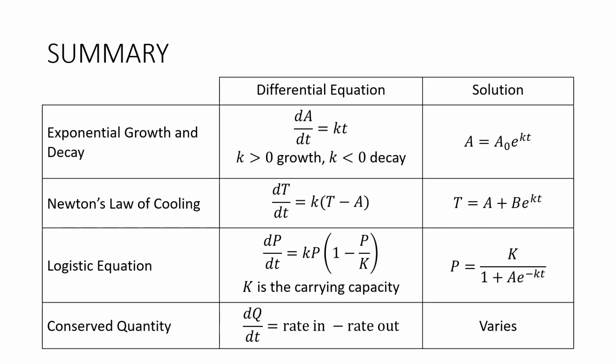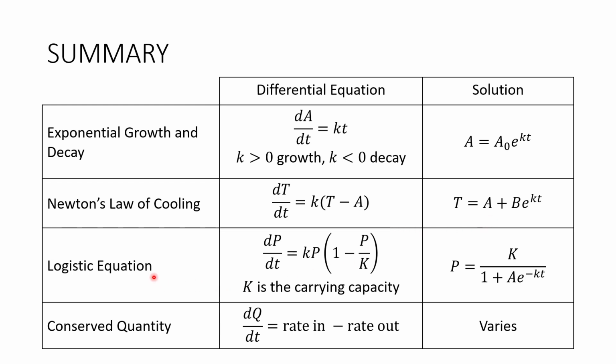Okay, just before we finish, let's summarize the different applications we've looked at in this video. The first one, exponential growth and decay. Here's the differential equation, here's the solution, and remember if k is greater than 0, it's growth, less than 0, it's decay. Newton's law of cooling, we have dT is proportional to the difference between the temperature of the object and the ambient temperature, and here is the solution to the differential equation.